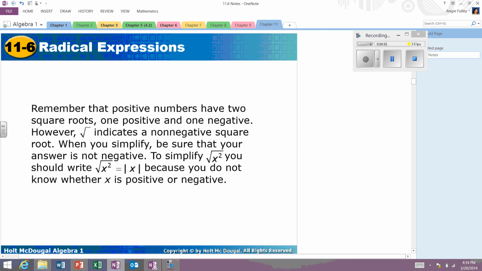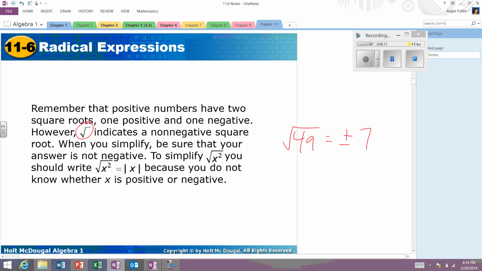All right, remember that positive numbers have 2 square roots, one positive, one negative. So like if I took the square root of 49, I told you guys we would write that as plus and minus 7. However, if you see the square root, that's indicating a non-negative square root. So when you simplify, you want to make sure that your answer isn't negative.